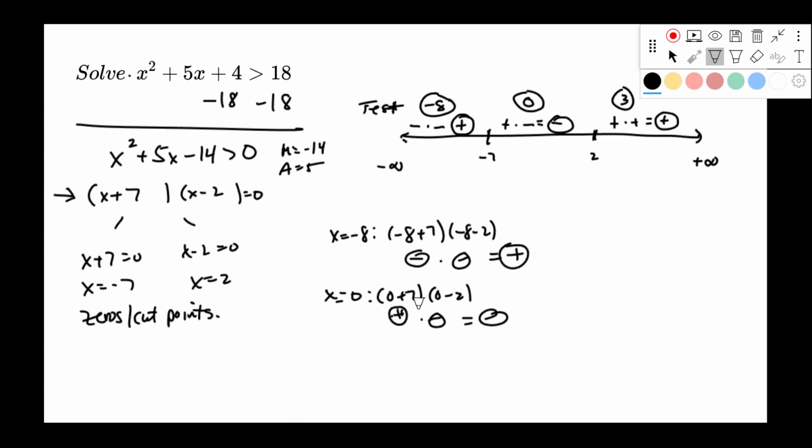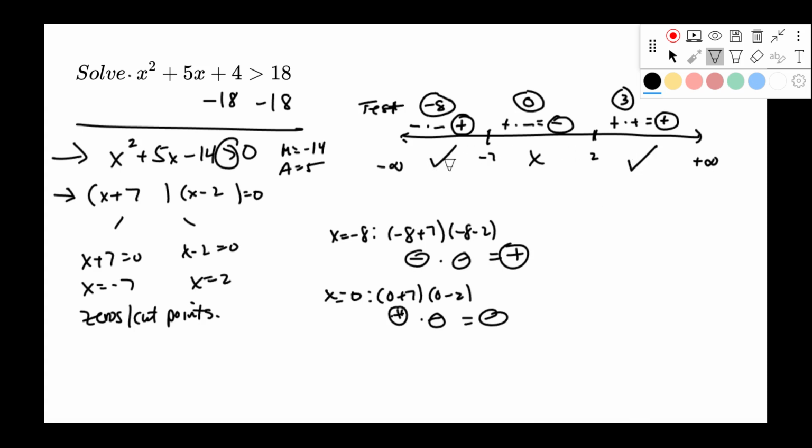I do not care what the actual value of this positive or negative number is. I only care that it's positive or negative because I want to know where x squared plus 5x minus 14 is greater than 0, which means that the answer has to be positive. So the answer is positive in the first interval, not in the second, and positive in the third interval. So these 2 intervals are going to be part of my answer.